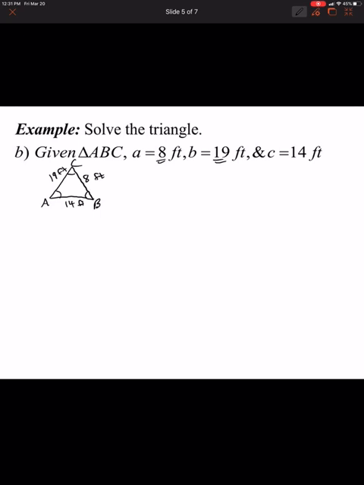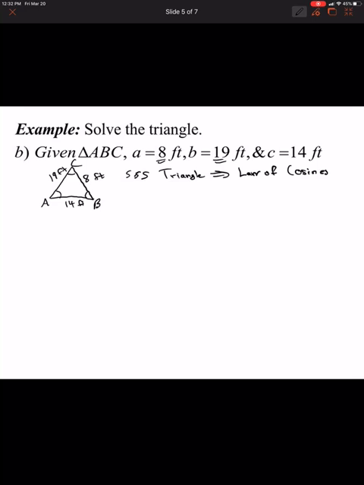So again, what type of triangle? Side, side, side triangle. And with a side, side, side triangle, all three sides given, we're going to have to use the law of cosines in order to find these missing angles. We can't use law of sines, not yet at least, right? Because we've got three sides given. We would need at least an angle given in order to use it.